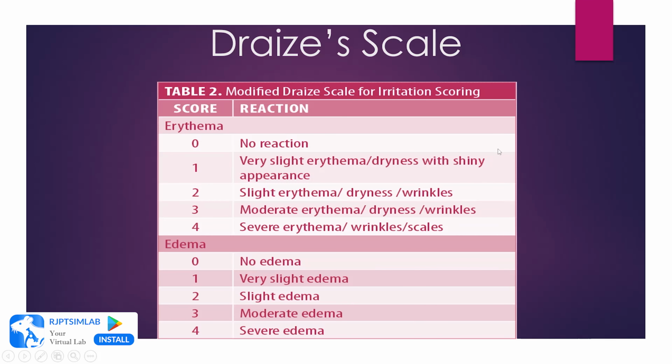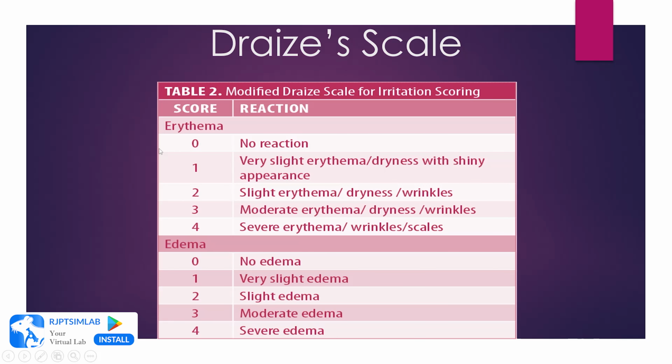As we can see, this is the Draize scale. The Draize scale is a numerical scoring system used in the Draize test to evaluate irritation in an animal, typically a rabbit, after exposure to a test substance. So this is a scale used in the Draize test to evaluate the irritation in an animal after the exposure to a test substance.